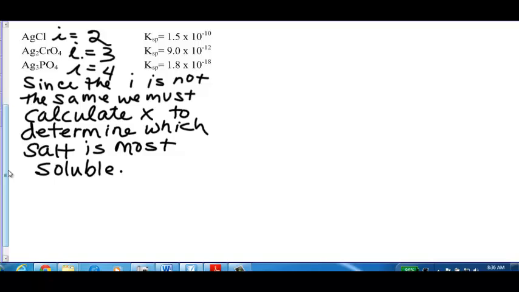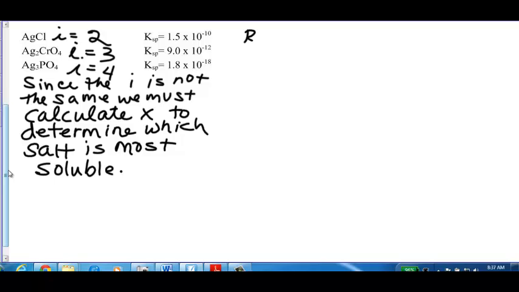If the i's were the same, then we could just look at the largest KSP being the most soluble. You could save yourself a lot of work, okay? But it's not. So we have to calculate the solubility for each of these salts. So let's do it. The first one, AgCl.